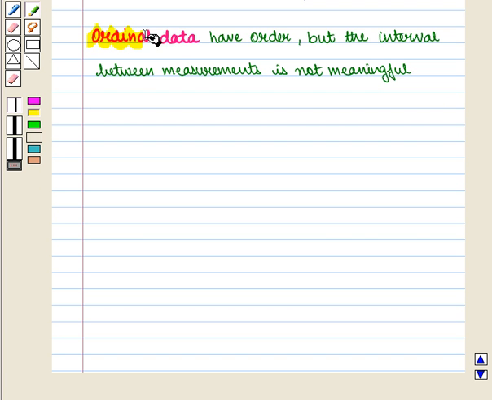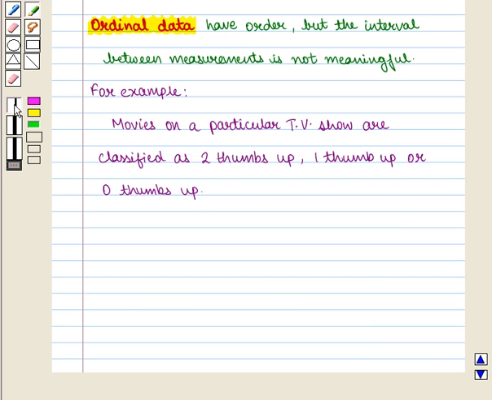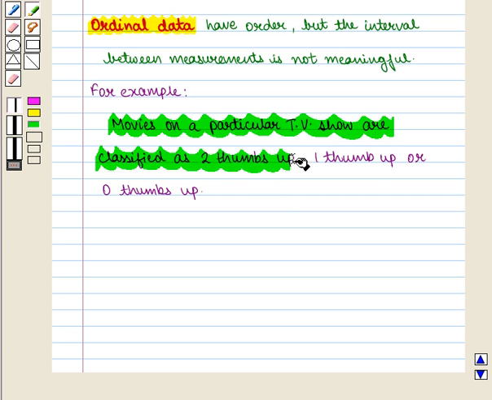Next is ordinal data, and ordinal data have order, but the interval between measurements is not meaningful. For example, movies on a particular TV show are classified as 2 thumbs up, 1 thumb up, or 0 thumbs up. There is an order here, so it is an example of ordinal level data.